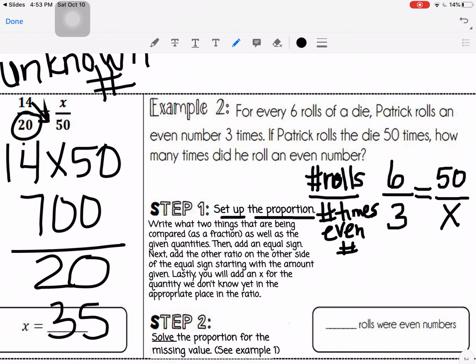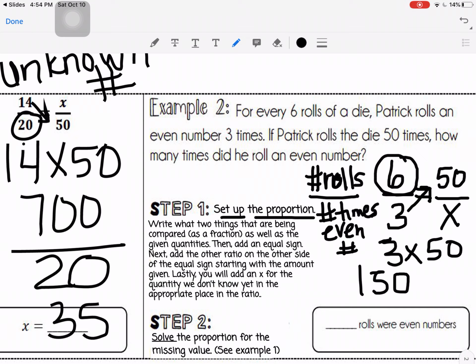So like we did in example number 1, we're going to solve this proportion. So we multiply the numbers that are directly across. So 3 times 50 gives us 150. Then we're going to divide by the number that's across from our variable, which is the x. So we're going to divide by 6. All right? And when we divide 150 by 6, we get 25. So if Patrick rolls the die 50 times, he will roll an even number 25 times.